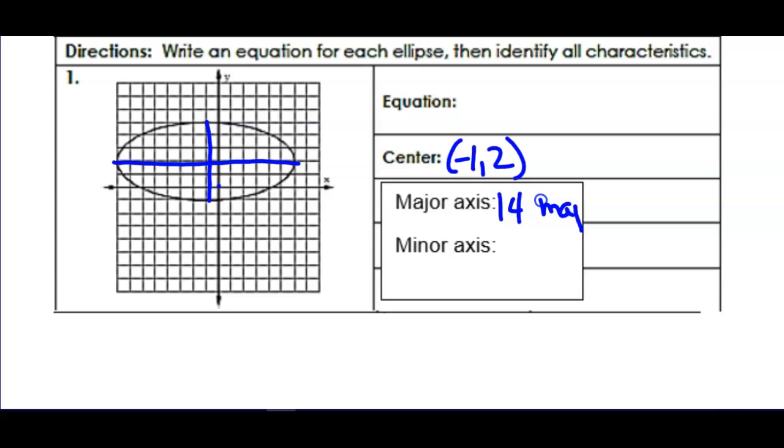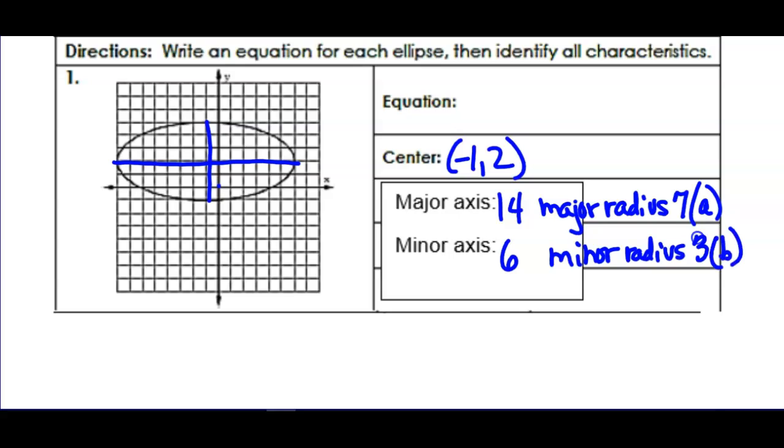The major radius, which we need to put in, is 7. And remember, it's A, because it's going to be the bigger one. And then up and down is 3. So the whole thing is 6. But the minor radius, the B value is 3. So the equation, remember this is H and this is K, so we have X plus 1, Y minus 2, and it always equals 1.